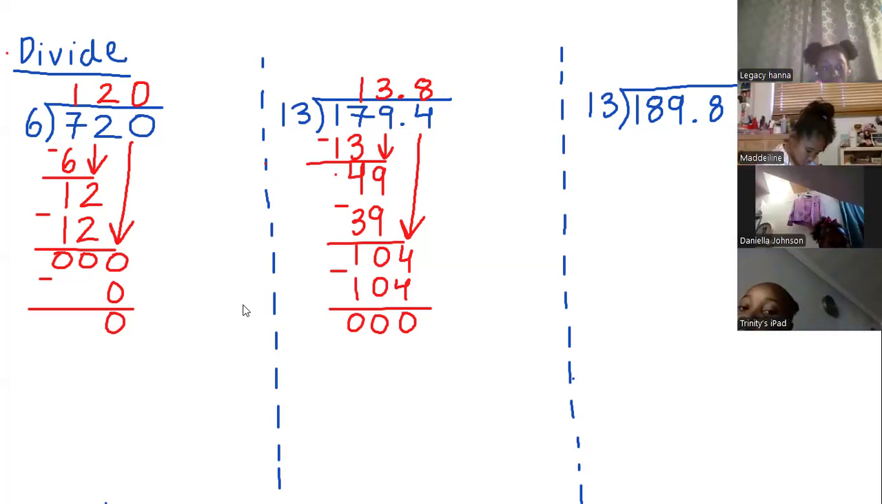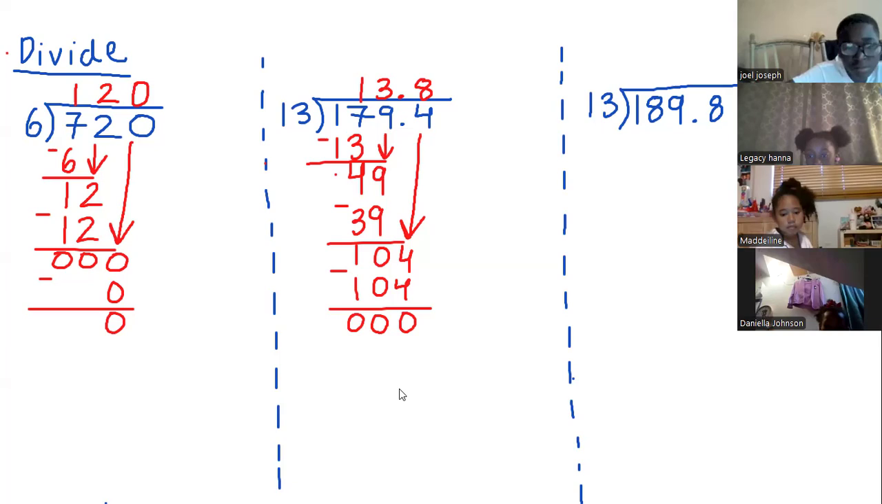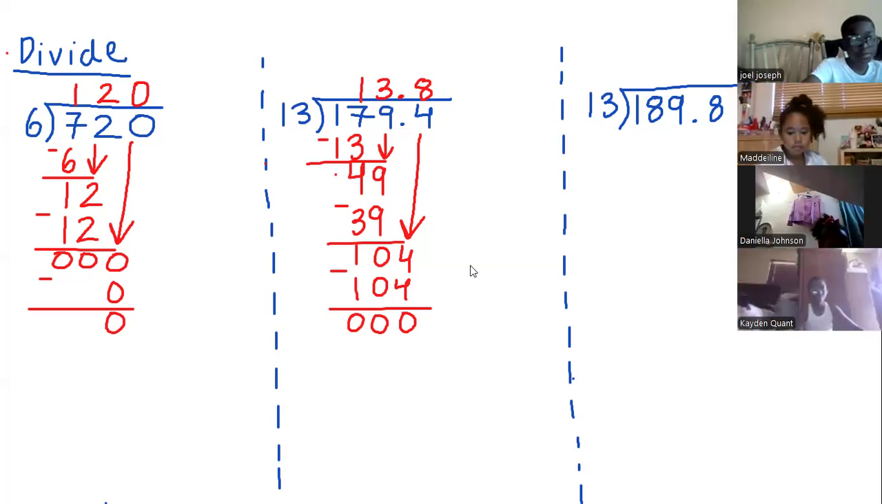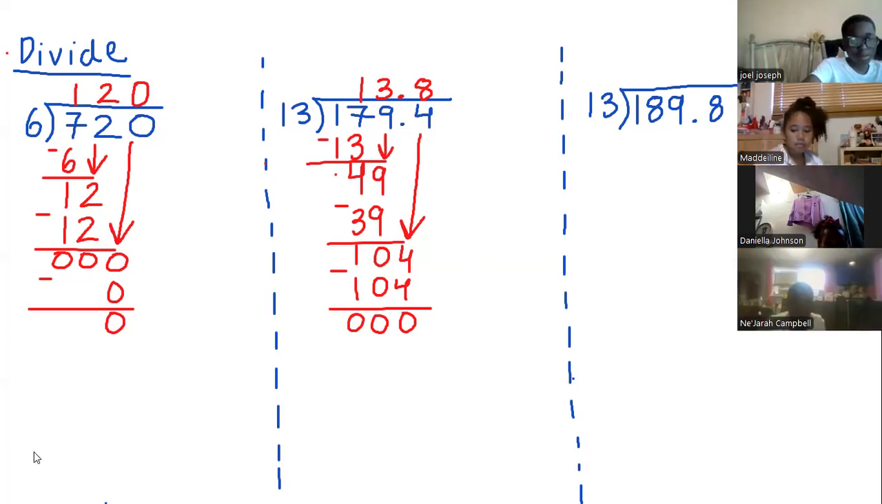Okay, what y'all got for this? 14.6. 14 point what? 14.6. Good. So Kaden accidentally sent a direct message to me. Okay. Kaden, no direct messages. It's either yes or no. So yes, sir. All right.